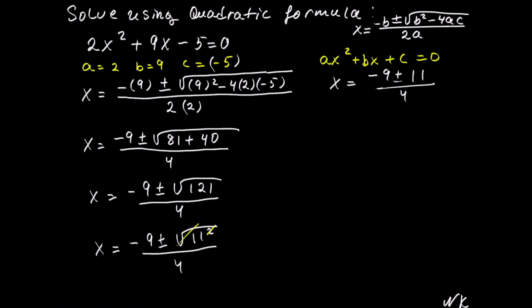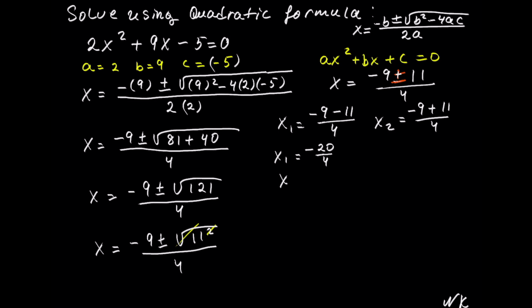Since we have whole numbers, we have plus or minus in between two values in the numerator, so we break this down into two solutions for x. We have x1, let's start with the smaller one, -9 minus 11 out of 4, and x2, the second solution, the larger one, is -9 plus 11 out of 4. So first, -9 minus 11 gives us -20 out of 4. So x1 is -20 divided by 4, which gives us -5.